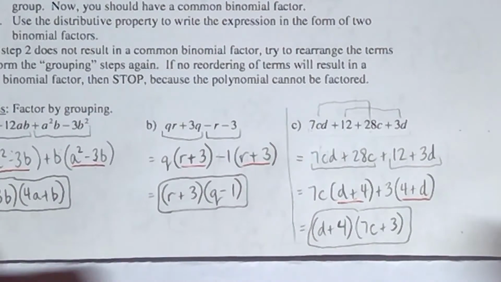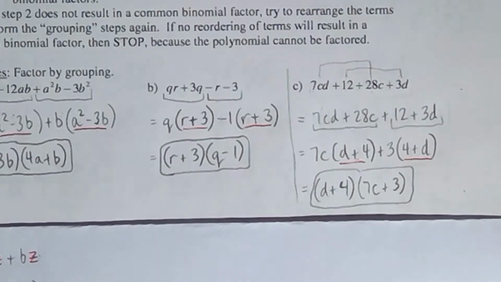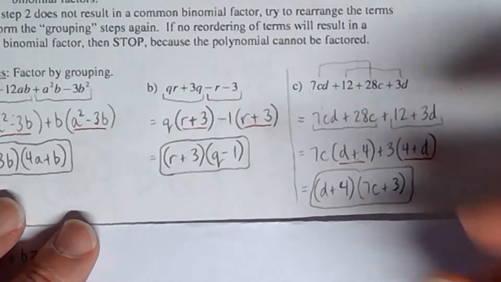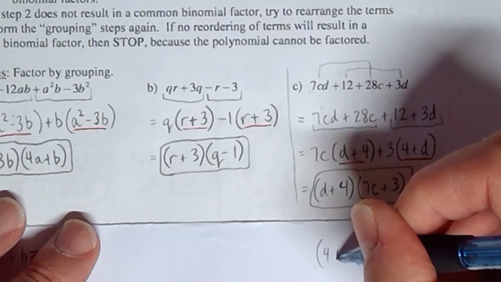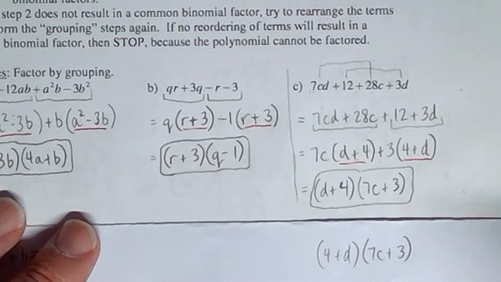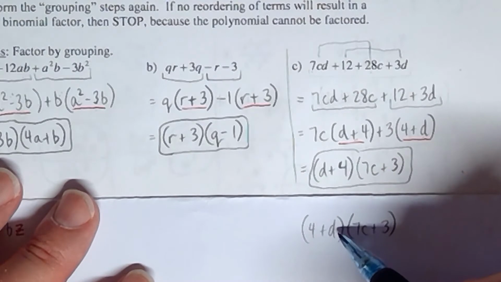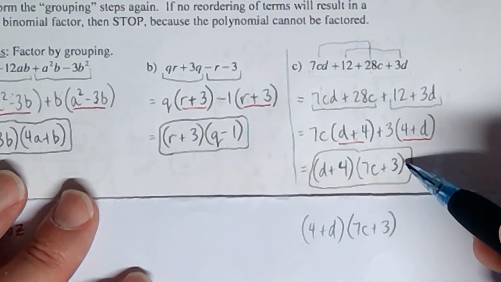Now, typically when I assign homework problems, it'll be odd-numbered problems. And the odd-numbered problems have the answers in the back of the book. I encourage you to check your answers by looking in the back after you've done the problems. But let's say that you're looking in the back and the answer says this instead. Does that mean that your answer is wrong? No, it doesn't, because D plus 4 and 4 plus D are the same thing. So these two answers are the same, and your answer would still be right.